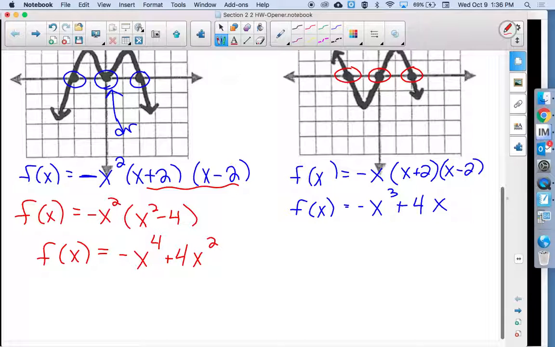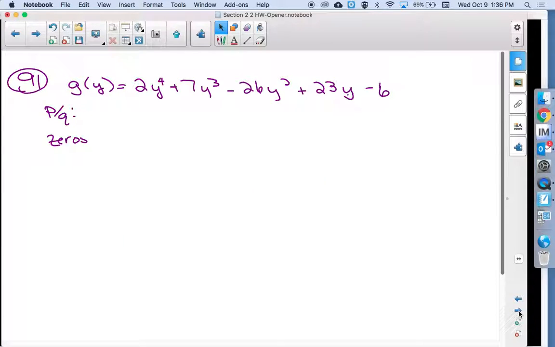So as I said, I want to look at 91 and 95. So please look at your 91 and 95.